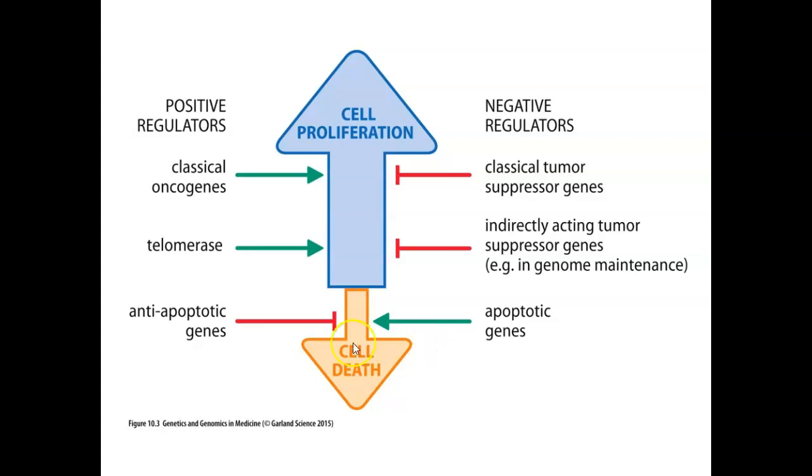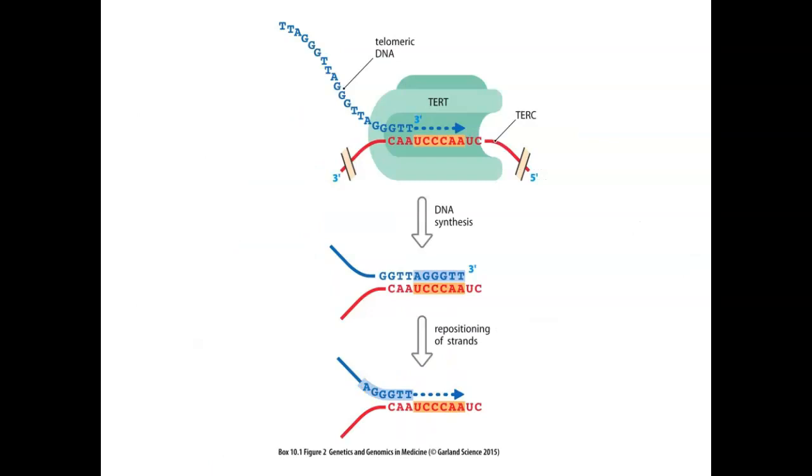So this is just really a neat overarching picture to show you that some regulators can increase proliferation and some decrease it. And you can assume that if some of these things were to go wrong, you can imagine what the outcome might be. So on this slide I'm going to talk a little bit about telomerase.